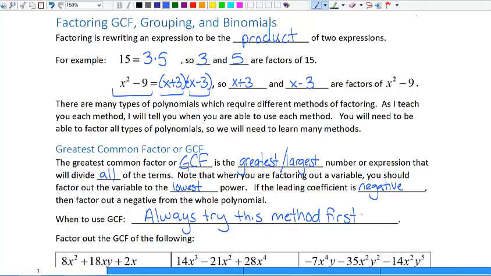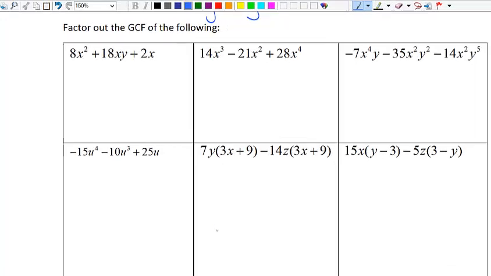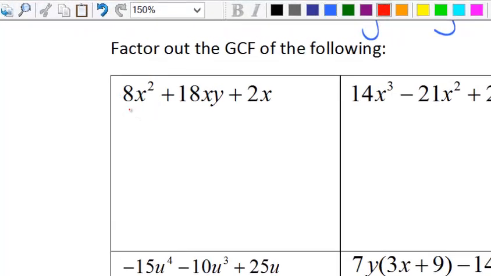Now let's practice factoring out the GCF of the following polynomials. Our first example is 8x squared plus 18xy plus 2x. So I want you to look through all of the numbers, the coefficients 8, 18, and 2. What can 8, 18, and 2 all be divided by? Well, the largest number that they can all be divided by is 2. 8 can be divided by 2, 18 can be divided by 2, and 2 can be divided by 2. There is no other larger number that works, so this is the greatest common factor of all of the coefficients.